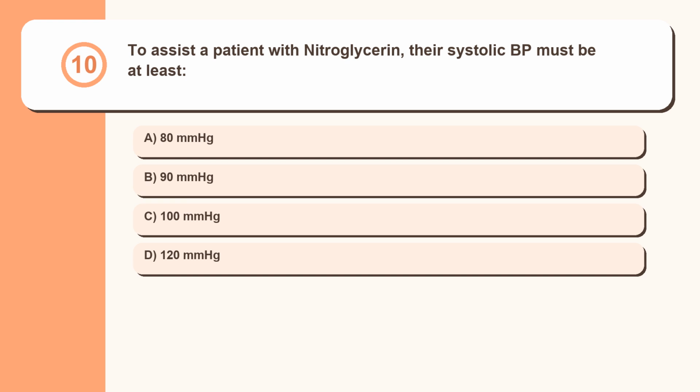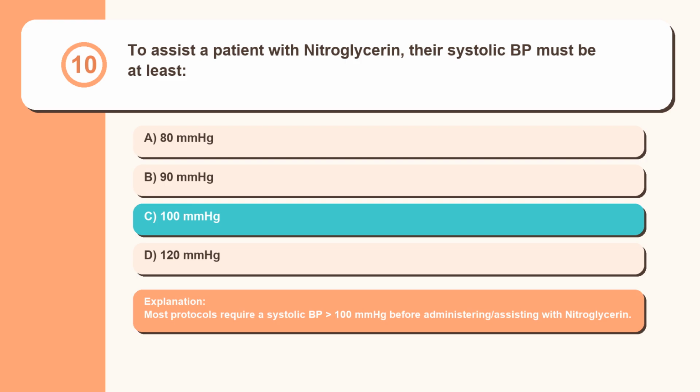Question 10. To assist a patient with nitroglycerin, their systolic BP must be at least 80 mmHg, 90 mmHg, 100 mmHg, or 120 mmHg. Most protocols require a systolic BP of 100 mmHg before administering or assisting with nitroglycerin.